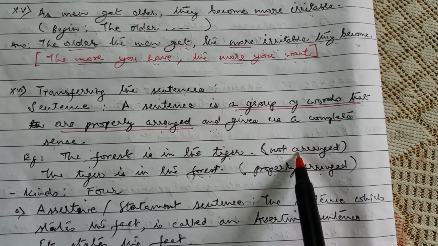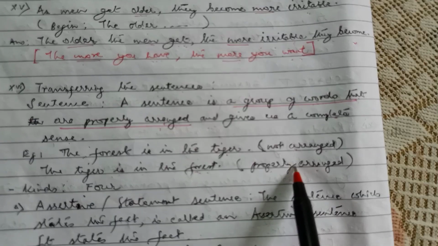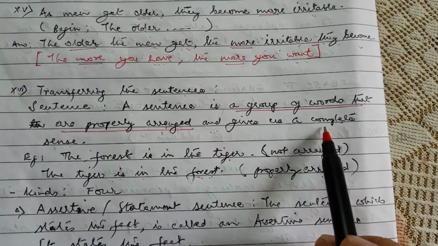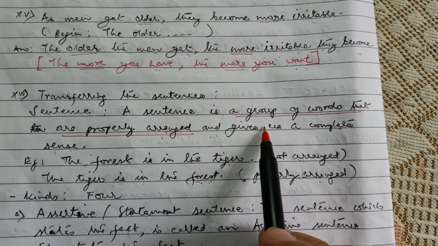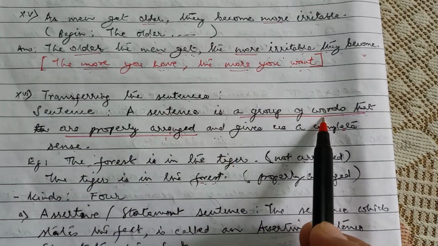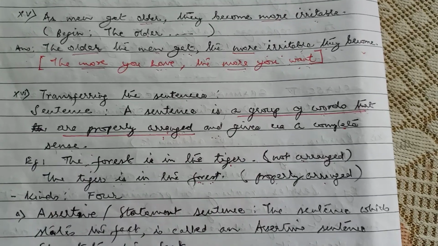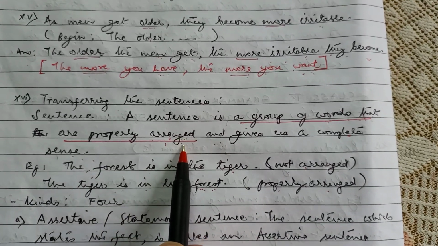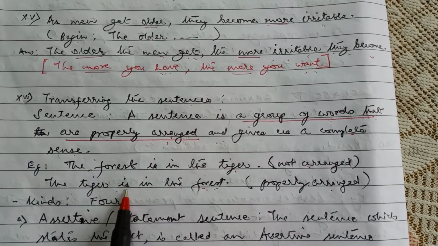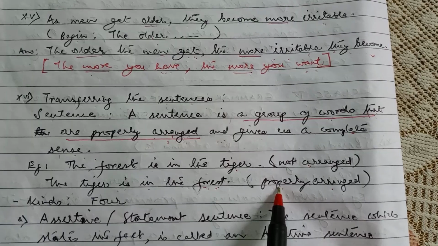This is not a properly arranged sentence, right? Properly arranged group of words. But in the second sentence, the words are properly arranged. So when the words are properly arranged, then only we get a complete sense, a complete meaning, right? So this is the right definition of a sentence. Whenever you are asked what is a sentence, do write this: a sentence is a group of words that are properly arranged and gives us a complete sense. You must say "that are properly arranged." We saw the difference between the two sentences. We did not add or subtract any word, but we got the right meaning of the sentence when the words are properly arranged.